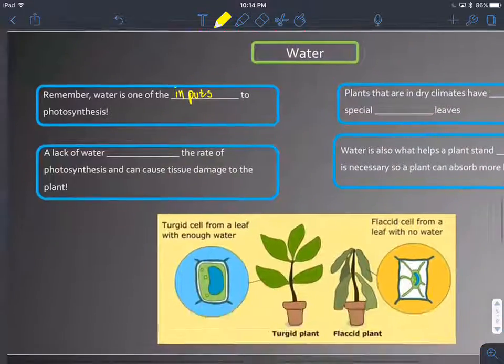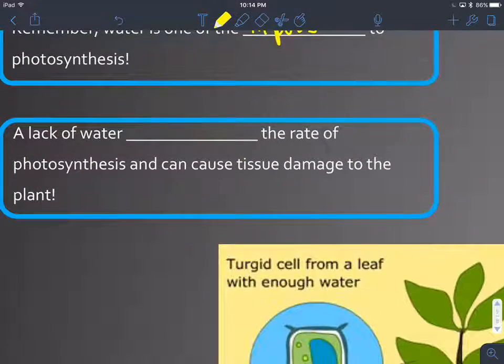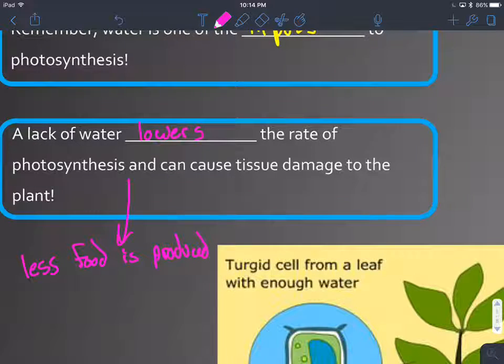So, if we have a lack of water, it lowers the rate of photosynthesis and can cause tissue damage in the plant. Less food is produced when there is less water.